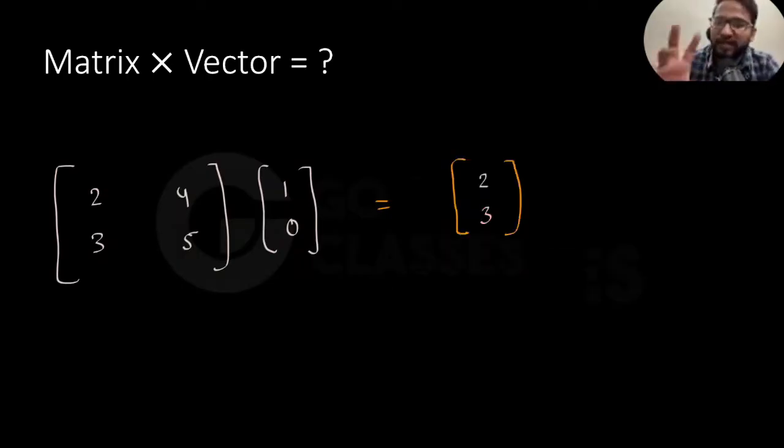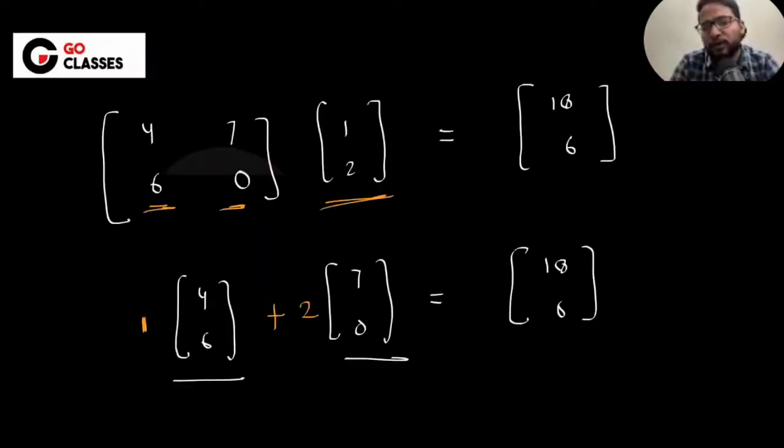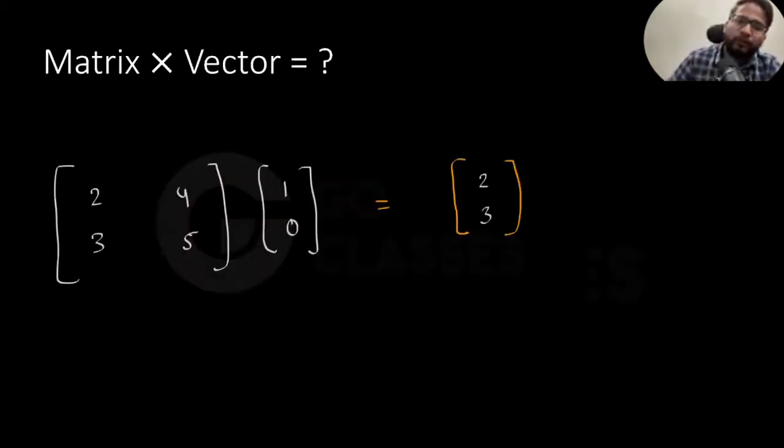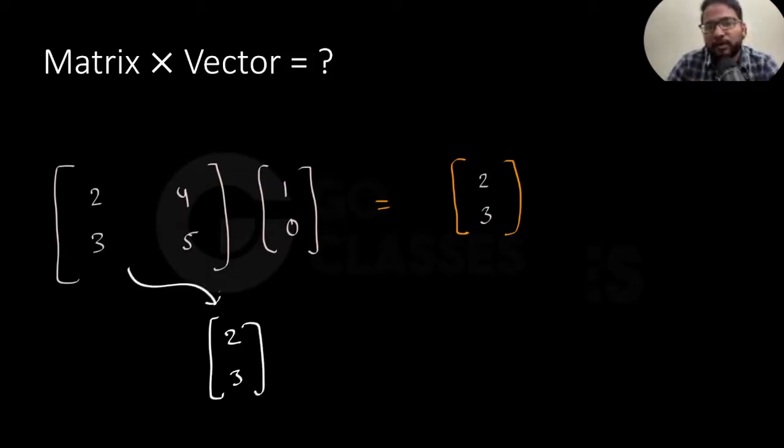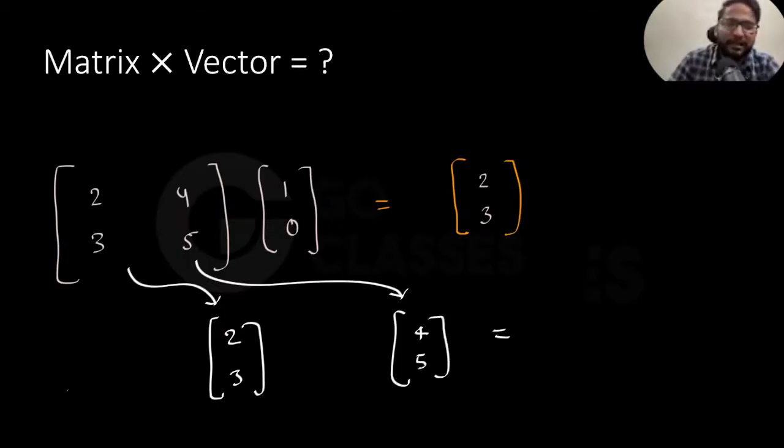So this is the answer that you got. But let me just tell you another way. How? What will I do? I will take this vector, which is 2, 3, and I will write this vector here. Okay. I will take another vector, which is 4, 5. I will write this vector here. And I will say that if you want to multiply this matrix and this vector, then you take the coefficients, which means this is 1, as a coefficient, plus this is 0, and then you get your answer.